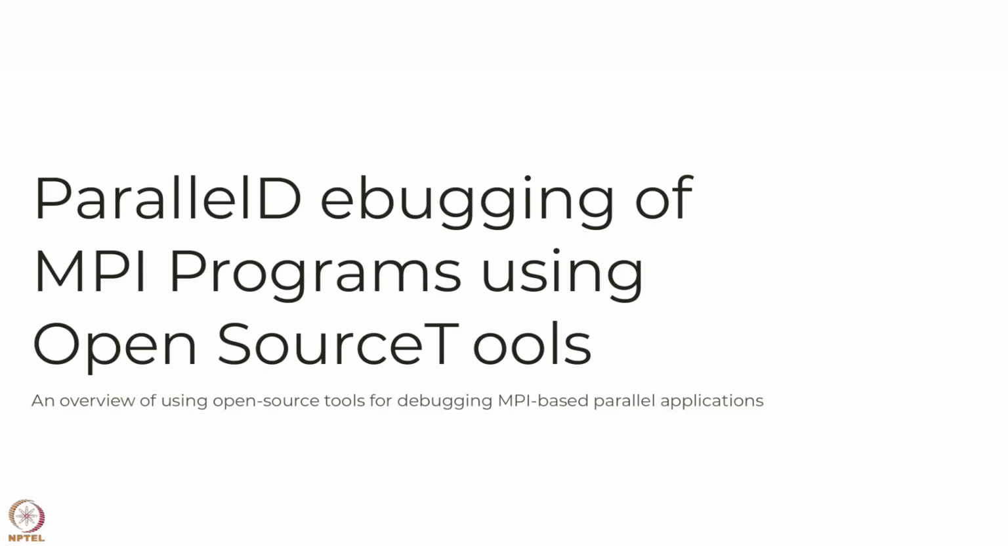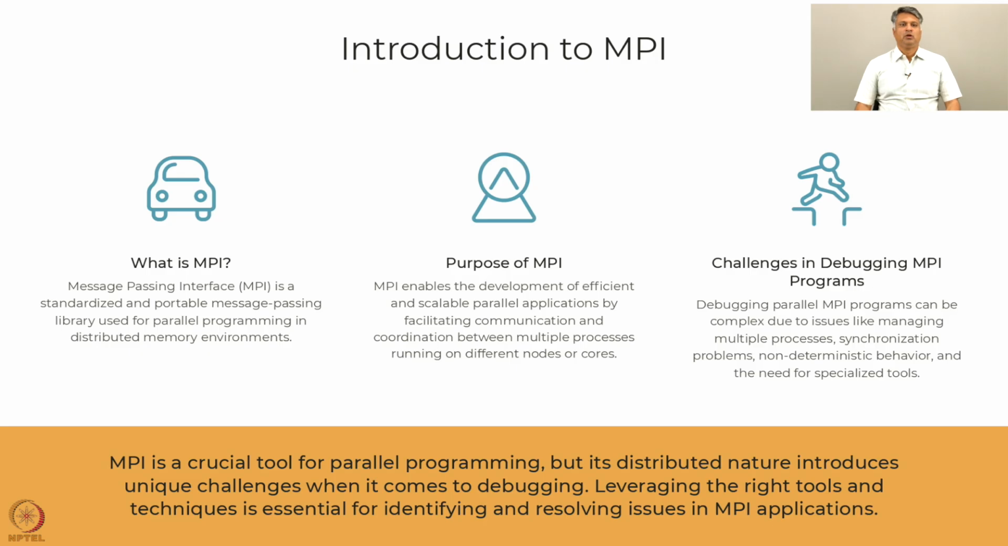Welcome back to the series of lectures on high-performance scientific computing. So far, we have had an interesting discussion on how to analyze programs, more specifically parallel programs, using profilers, etc. Now, we will try to see how to go about doing parallel debugging of MPI programs on shared memory machines using open source tools. So first of all, let's just recap ourselves with an introduction to MPI.